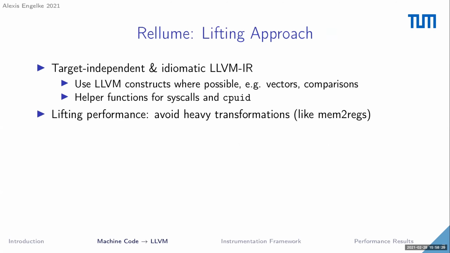What's the point? The point is we want to go to target-independent and idiomatic LLVM-IR, which means we want to use LLVM constructs wherever possible. For example, if we have a vector instruction in our machine code, then we want to use LLVM vectors. If we have comparison instructions like above-equal, then we want to lift it to an unsigned greater-equal comparison in LLVM-IR and not have these bit-twiddling hacks.